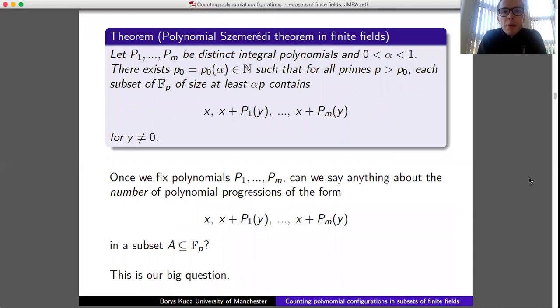So this is the polynomial Szemerédi theorem in finite fields. It implies that if a subset of Fp is sufficiently large, then it contains at least one configuration of this form. However, we might inquire more generally about the number of polynomial progressions of this form in a subset A of Fp. And this is our big question for today's talk.